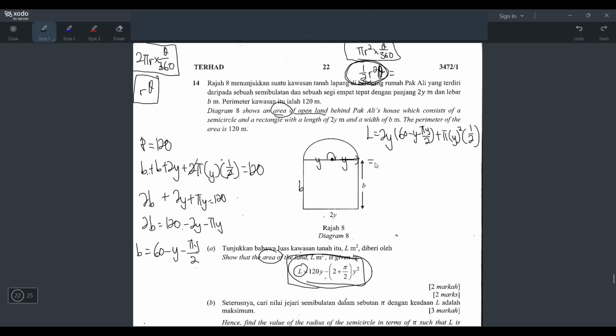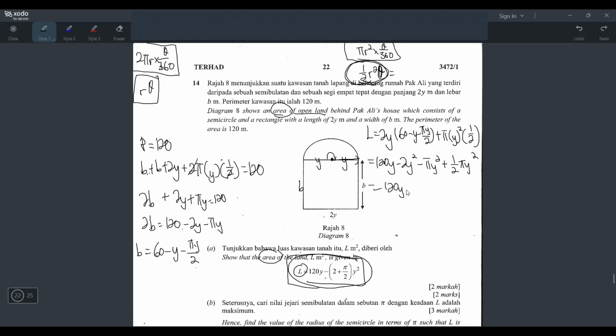Okay, how to continue from here? Just expand. 2y times 60 is 120y. 2y times negative y is negative 2y squared. 2y times this is negative, the 2 and 2 cancel, and you are left with pi y squared, right? And then plus 1 over 2, I can write in front, pi y squared. Okay, pi y squared and pi y squared can be combined, right?